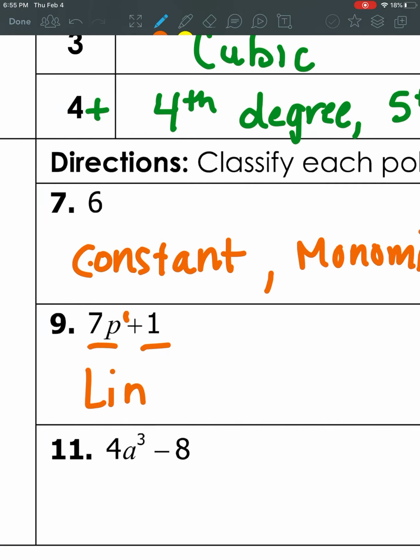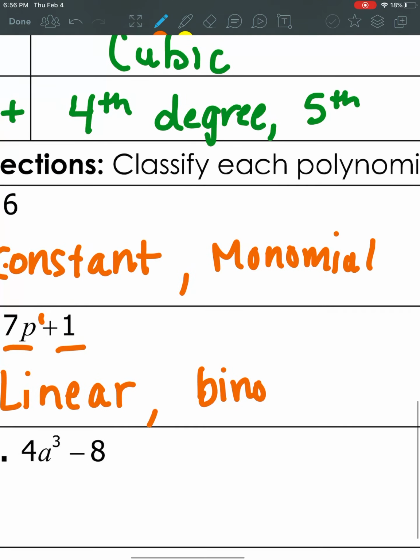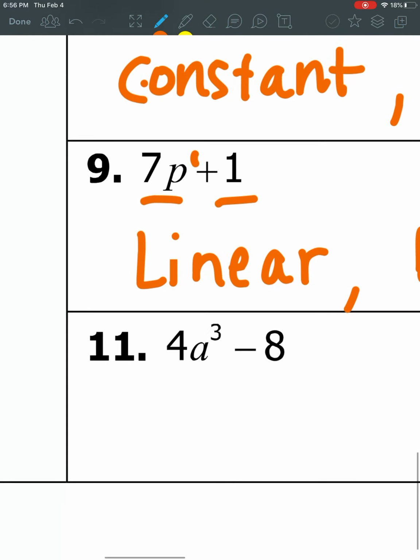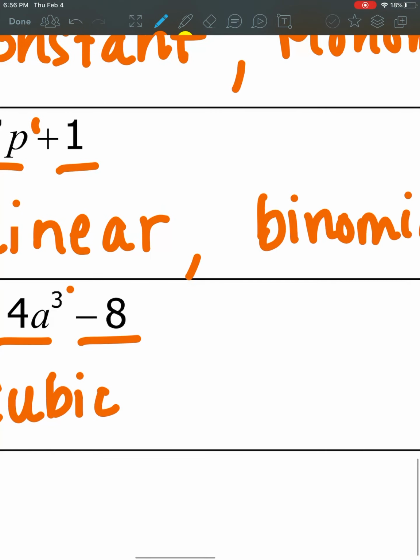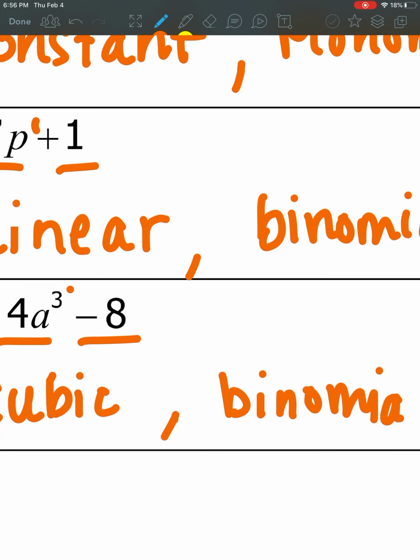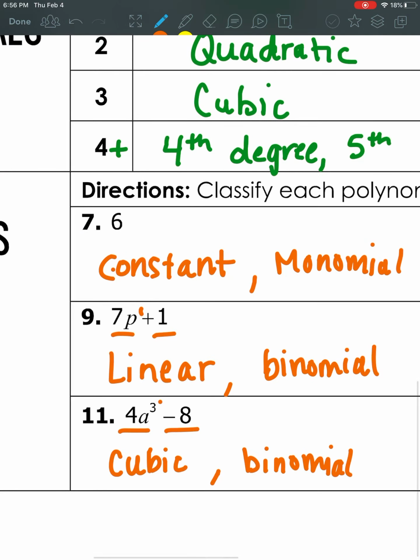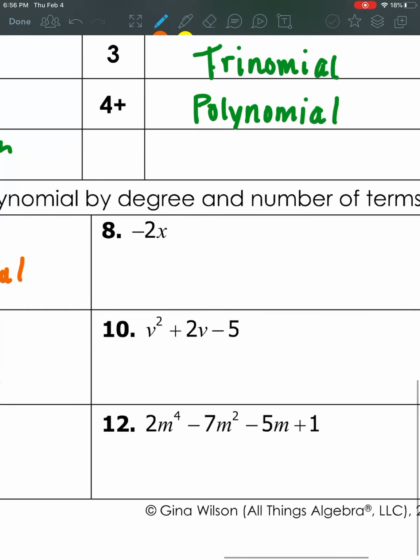I'm going to go straight below. 2 terms, and then our highest degree, we have a power of 1 on that p, so that is a linear classification for the degree, and then it is a binomial classifying by number of terms. Again, this next one has 2 terms. The highest degree is 3, so this is a cubic binomial.